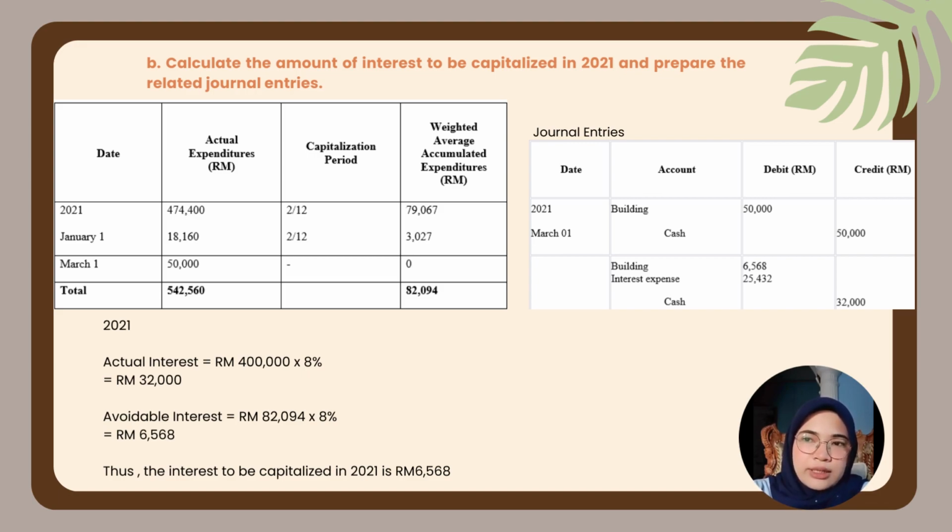Question B, calculate the amount of interest that is capitalized in 2021 and prepare the journal entries. Step 1 is to calculate the actual interest. To calculate the actual interest, 400,000 multiplied with 8% of interest equals 32,000. And next, we need to calculate the avoidable interest. 82,094 multiplied with 8% of interest equals 6,568. Thus, the interest that is capitalized in 2021 is 6,568.